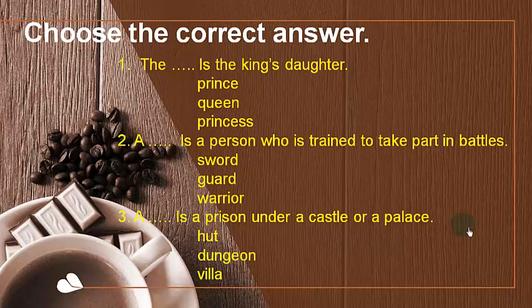Alright, what is the king's daughter? So the prince is a daughter? No. The queen? Of course not. So the princess is the king's daughter. Wonderful. A what is a person who is trained to take part in battles? So whose job and profession is to go into war? Yes, a warrior. Wonderful.